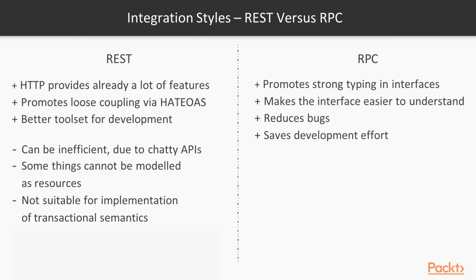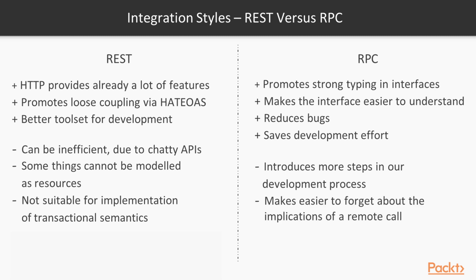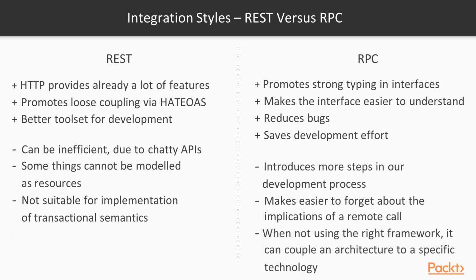On the other hand, it introduces one more step in our development process, making it more complex and perhaps slower. Another risk is that developers can get accustomed to the illusion of making local calls, ignoring factors such as network latency, failures, etc. Also, there are a few RPC frameworks that are not interoperable with many languages. One classical example is the RMI framework, which is only available in Java.